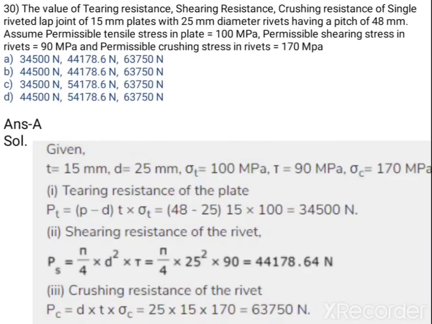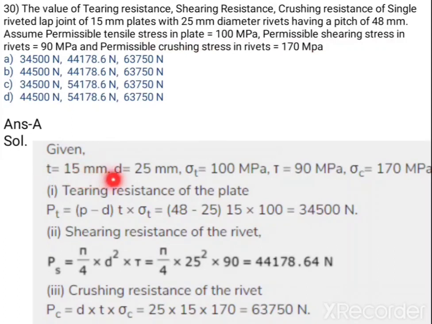Now question number 30 is the last question. Just a formula based question. Find the value of the tearing resistance, shearing resistance, and crushing resistance of a single riveted lap joint of 15 mm plates with a 25 mm diameter rivet having a pitch of 48 mm. Assume permissible tensile stress in the plate as 100 megapascal, permissible shearing stress in a rivet as 90 megapascal, and permissible crushing stress in a rivet as 170 megapascal. So you have to calculate the tearing values. Okay, so this is all the given data.